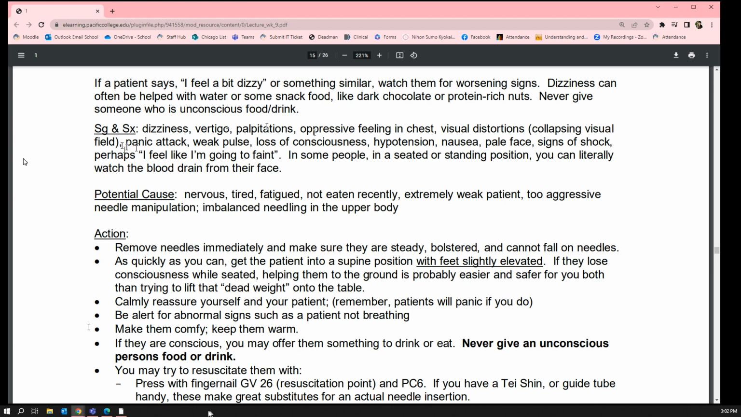They may actually have a panic attack. You will notice a weak pulse. They may lose consciousness. You may get hypotension, nausea. Very often people will lose the color in their face. Regardless of what color that is, they will go to kind of an ashen gray hue to their face.